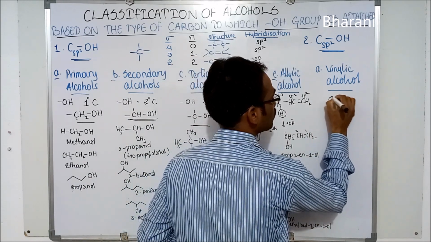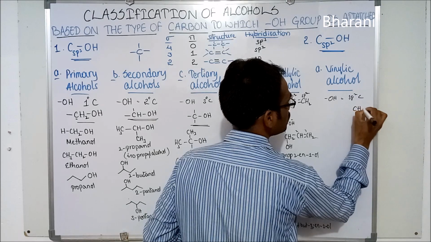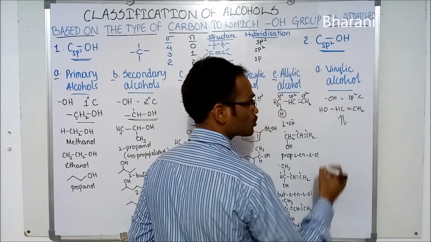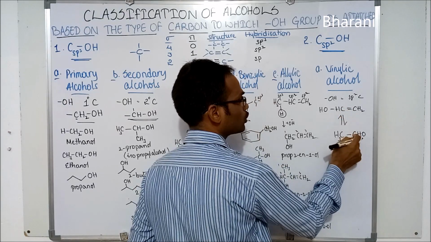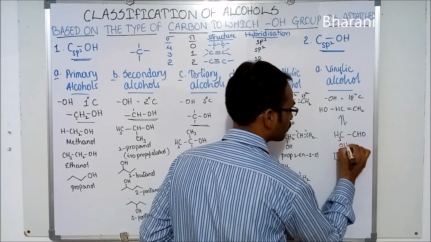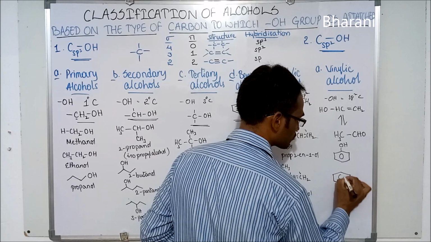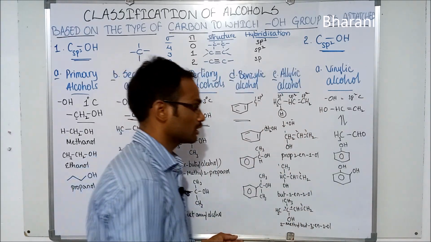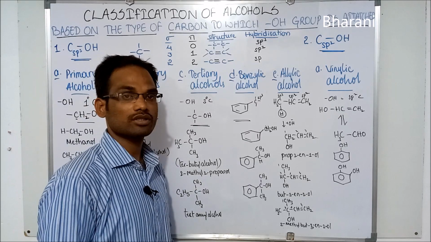In vinylic alcohols, the hydroxyl group is attached to an sp2 carbon atom. For example, CH2=CHOH. But vinylic alcohols are unstable, so automatically they will convert into CH3CHO, that is keto-enol tautomerism. Generally phenols also come under the same category of vinylic alcohols. Here the hydroxyl group is attached to an sp2 carbon atom: phenol, next catechol, pyrogallol, etc. Now I'll give you small questions to find out the type of hydroxyl groups.